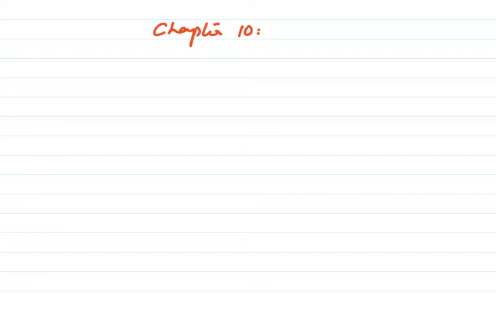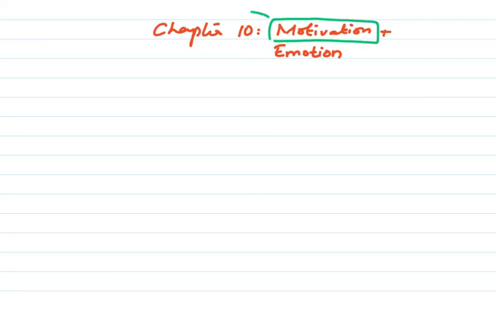Today we'll be talking about chapter 10, which looks at two different areas which are interrelated but distinct nonetheless. The first of these is motivation and the second of these is emotion. Now, when we talk about the first of these, motivation, the first question that I would like to ask all of you is, what comes to your mind when you think about motivation?